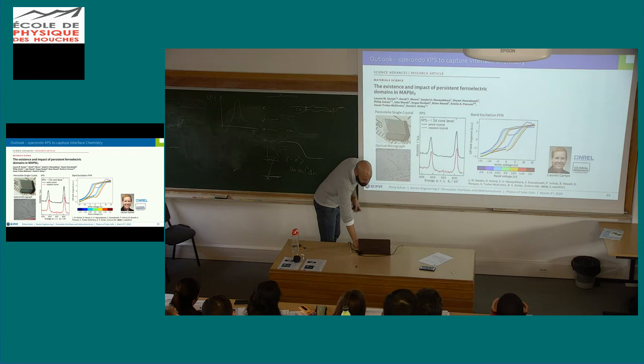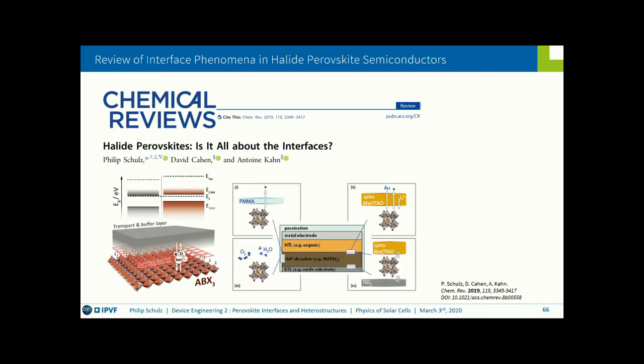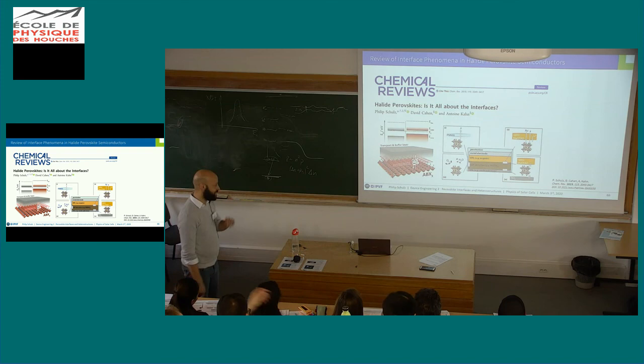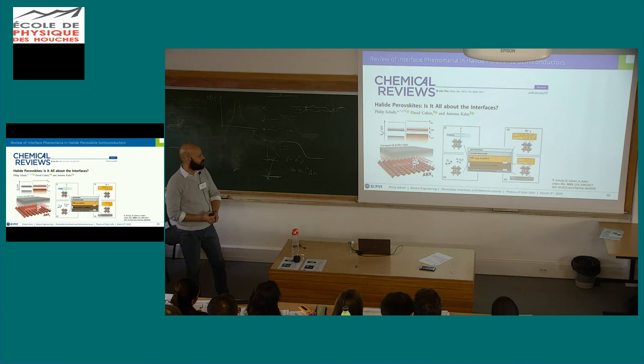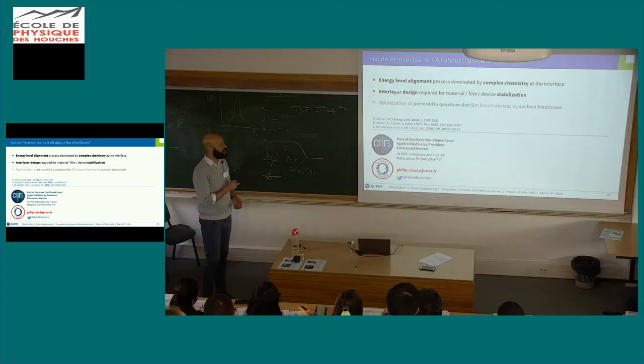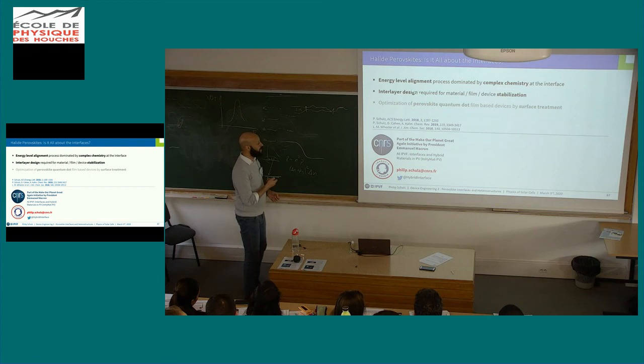We can measure ferroelectricity, but this is on that. If you want to read more, and if you have too much time on your hands, there is this review paper. It's almost 70 pages about all the different interfaces you have in perovskite solar cells and perovskite-based semiconductors, with links to work that has been done to look into these individual points. And today, I hope you could take away that the energy level alignment process in perovskite solar cells is dominated by the complex interface, and interlayer design is required in order to stabilize your material film and devices.